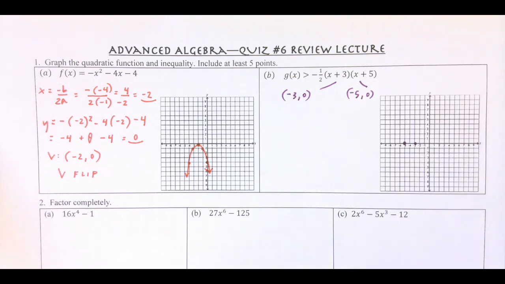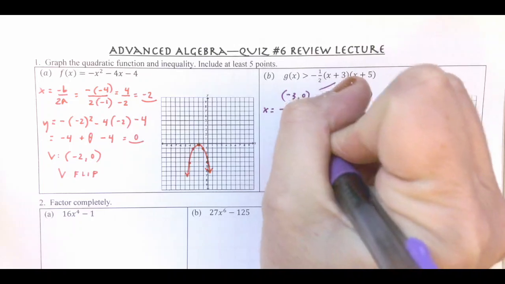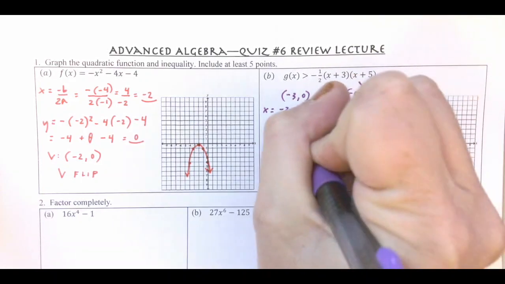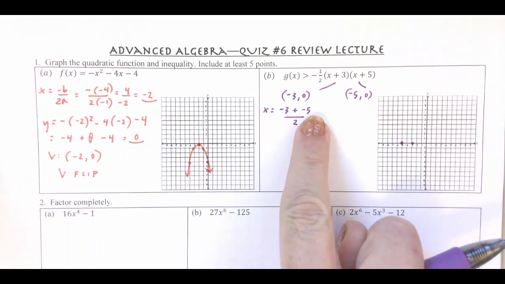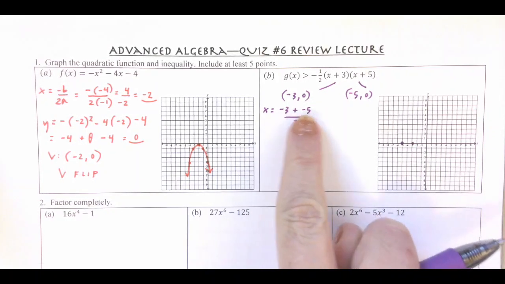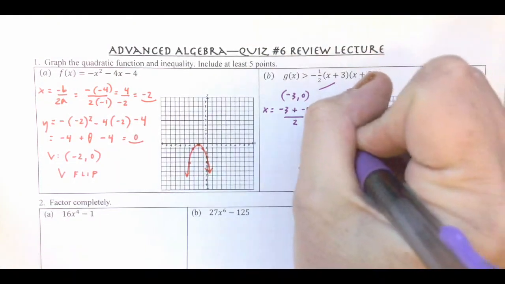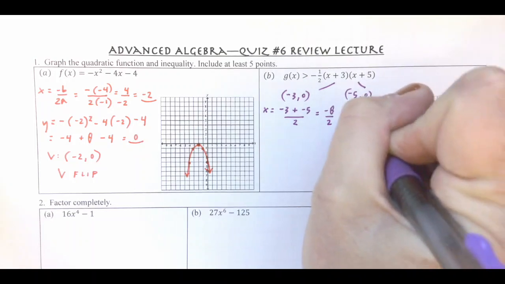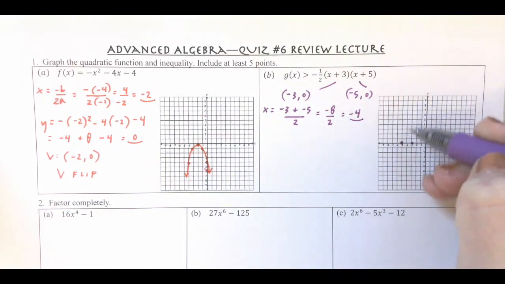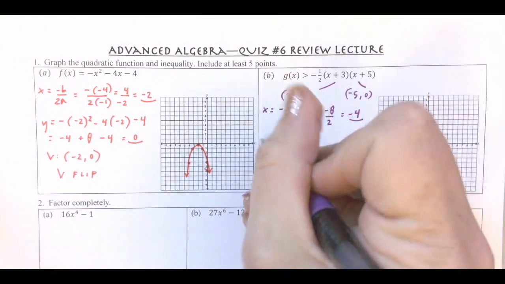I can confirm that by averaging those two x-intercepts. So I'm adding the negative 3 and the negative 5, right? So negative 3 plus a negative 5 dividing by 2 is going to get me negative 8 over 2, negative 4. So the x value of my vertex is at negative 4. Plug back in to find the y.